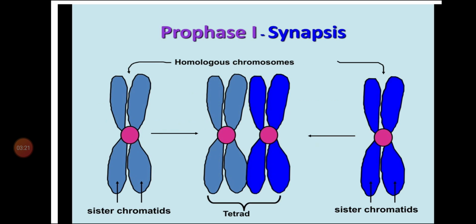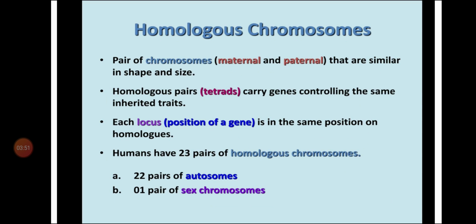So see here, this is the synapsis. You can see here homologous chromosomes. These are homologous chromosomes. These 2 chromatids are known as sister chromatids and these 4 together are known as a tetrad. Now one by one we will study in detail about these terms. What is synapsis? What is sister chromatid? What is tetrad? Let us first study about the homologous chromosome.